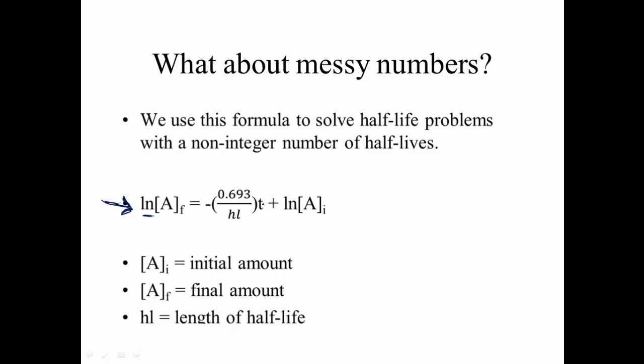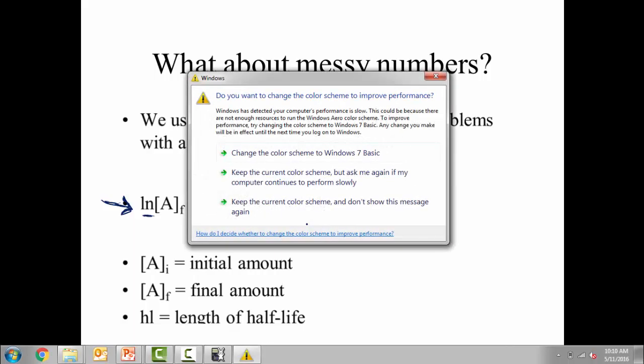So maybe you're only waiting 10 days. Okay, you'd put that right there, and then you'd add the natural log of the initial amount. So again, AI is the initial amount, AF is the final amount, HL is the length of one half-life, and T is the amount of time that you're waiting. So it's not necessarily a whole amount of a half-life.